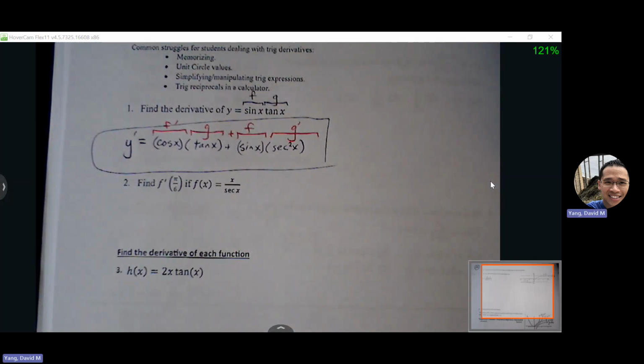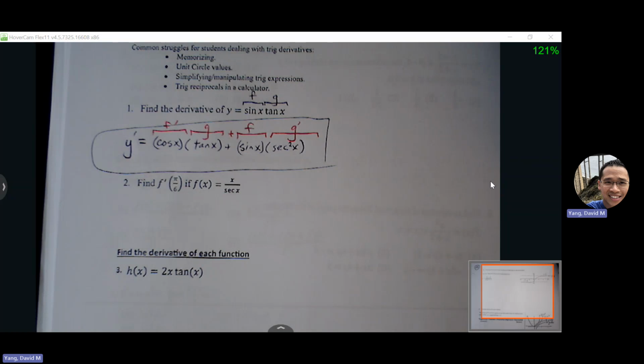Okay, any questions? I'm not going to worry about having to factor or clean up. Any variation of the derivative is good unless I specify that I'm looking for something. But typically, any variation is fine.